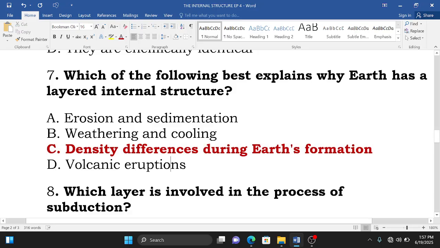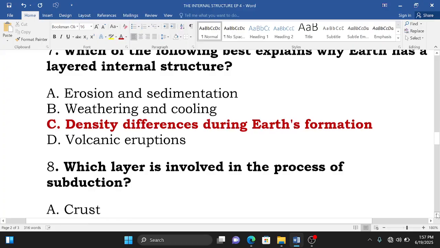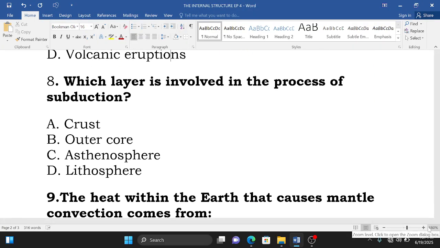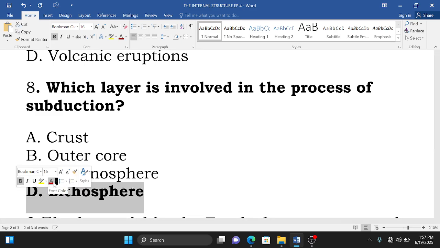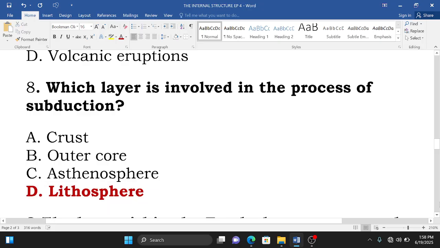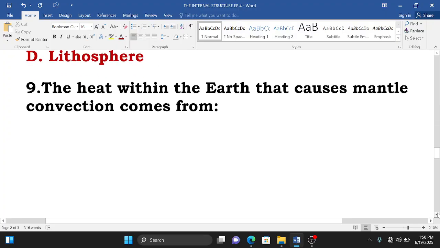We go to question number 8. Which layer is involved in the process of subduction? A, crust. B, outer core. C, asthenosphere. D, lithosphere. The correct answer is D, lithosphere, because the lithosphere plays a very big role in the process of subduction.